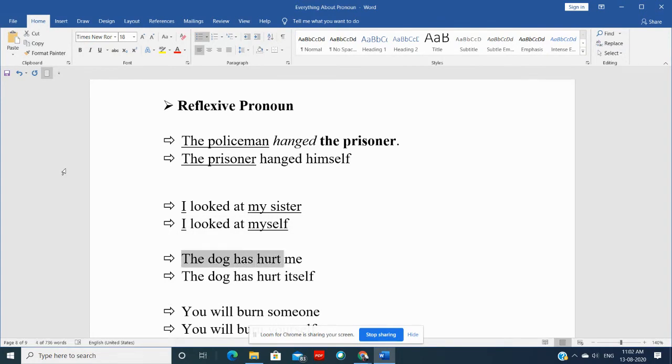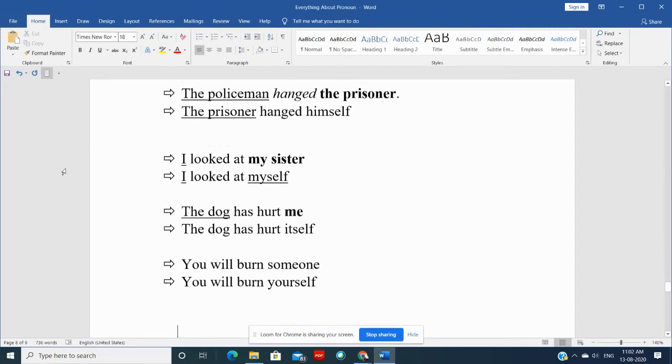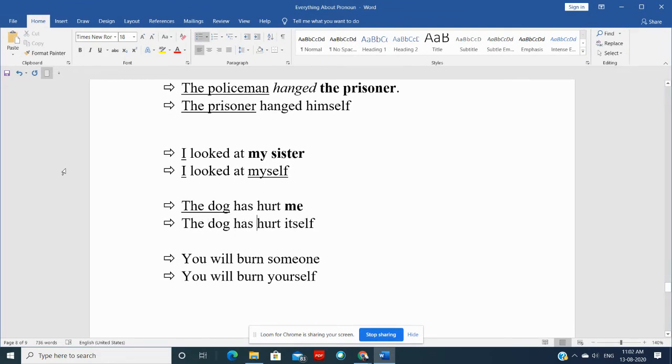In this sentence, the dog has hurt me. Again, the subject and the object are different. Here, the dog has hurt itself. Again, the subject and the object are the same. You will burn someone. You, subject, and someone, object. They are different. But here, you will burn yourself. They are the same.